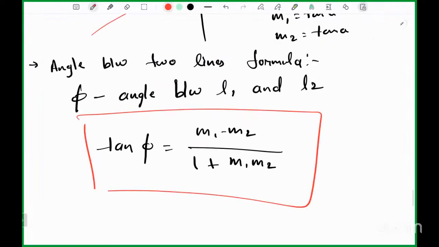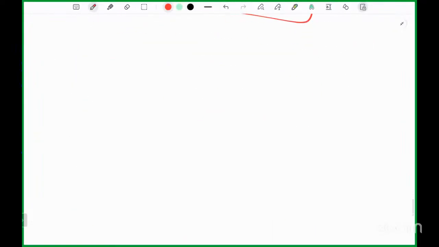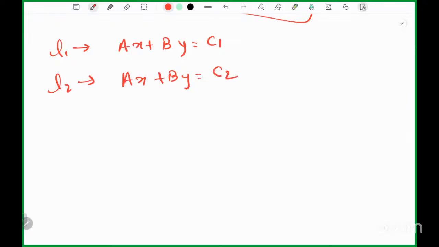Okay. Now the last formula of the equation of a line: if you have two parallel lines, how can you compute the distance between them? Suppose you have a line L1 whose expression is given by ax plus by is equal to c1, and another line L2 whose expression is given by ax plus by is equal to c2. If you have parallel lines, they only differ in the constant terms, c1 and c2. So here you can find the distance between two parallel lines.